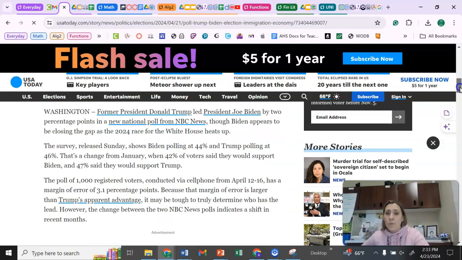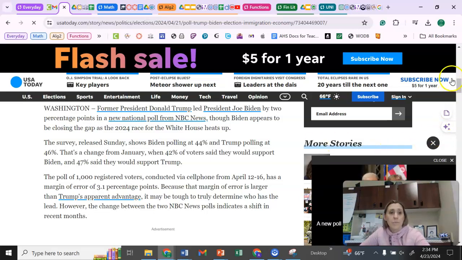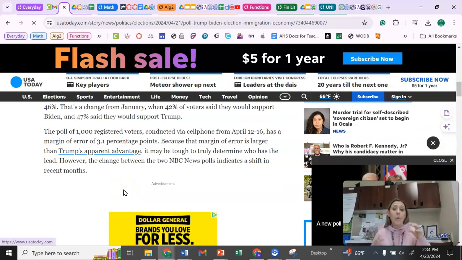And right here it says that the survey released Sunday shows Biden polling at 44% and Trump polling at 46%. And that's a change from January when 42% of the voters said they would support Biden and 47% said they would support Trump. Okay, so that's a lot of numbers, but here's our sample. The poll of 1,000 registered voters conducted via cell phone was between April 12th and through the 16th, has a margin of error of 3.1%. So there you go. There's that margin of error that we've talked about.